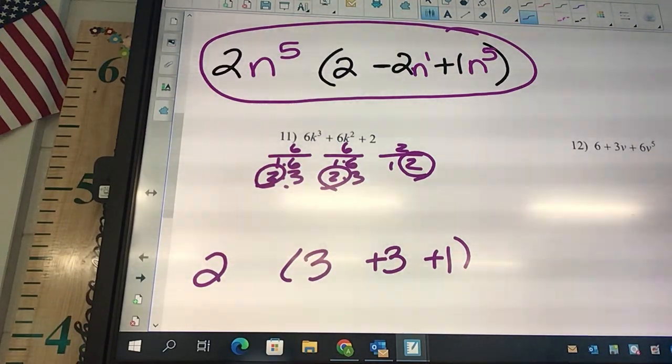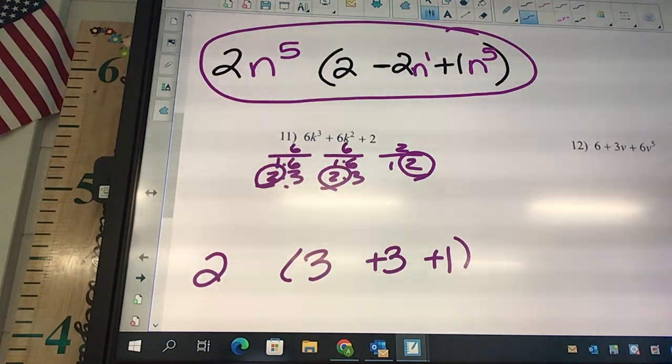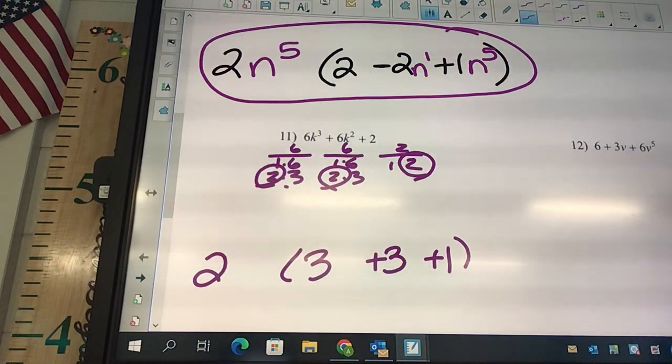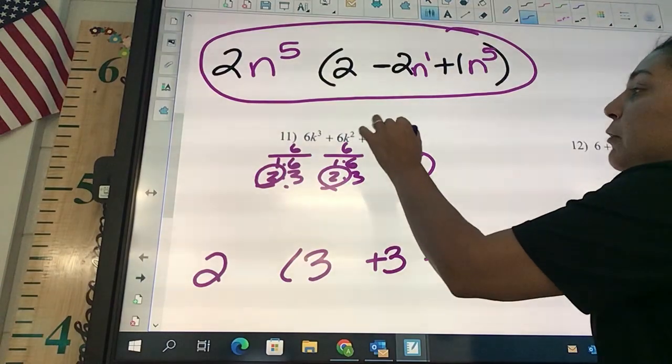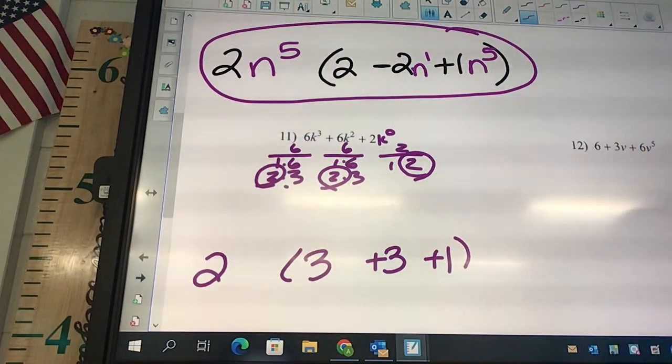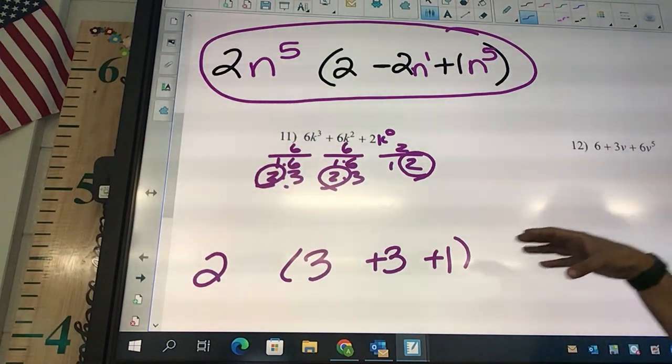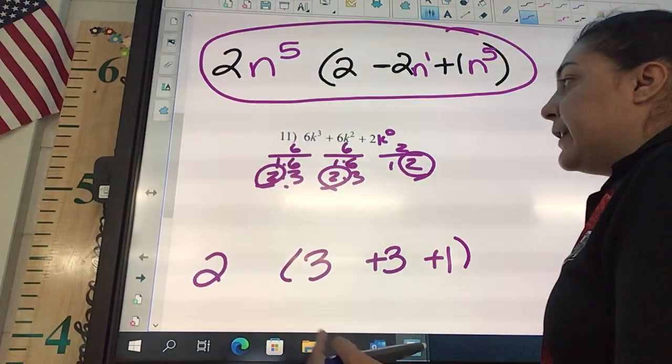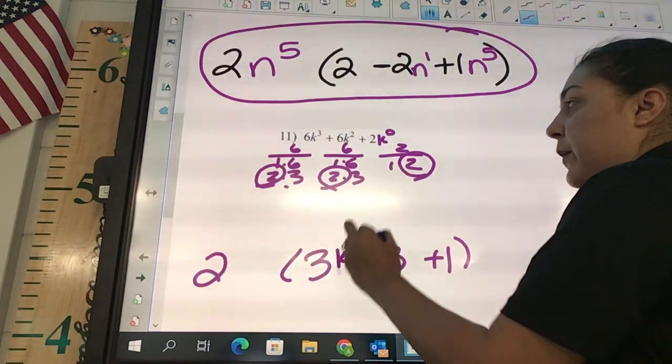Okay, so I got k to the 3, k to the 2, and nothing. What is the smallest amount I can take? Nothing. Okay, you could write k to the 0 here if you wanted to. So we have to take the smallest amount. We can't take anything out, so all the things are going to get put back.